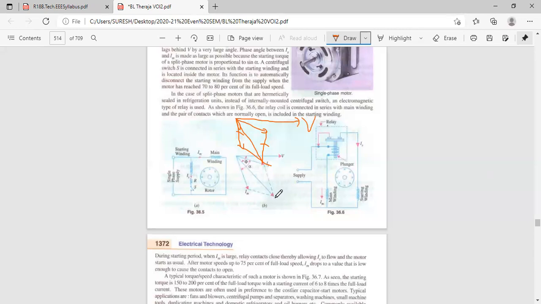Is it okay? Any doubt in the phasor diagram? Any doubt you can ask me. Once again, I will draw. See, take the supply voltage V. When you give supply voltage, current I is flowing. I am taking the supply voltage V. Okay. Now I am drawing the currents IM and IS.